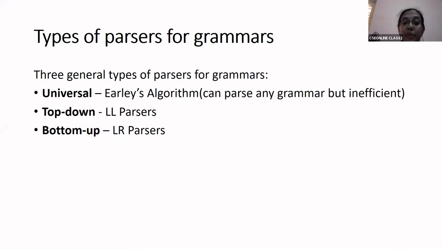That is the advantage. But the disadvantage is, compared to the top-down and the bottom-up parsers, the universal parsers are inefficient, and that is the reason we don't make use of the universal parsers. Okay. And the second type of parser is the top-down parser. An example of a top-down parser is your LL parsers. We'll see what exactly an LL parser is. You have the problems for these parsing methods. Okay. And the third type is called the bottom-up parser. The example for the bottom-up parser is LR parsers.